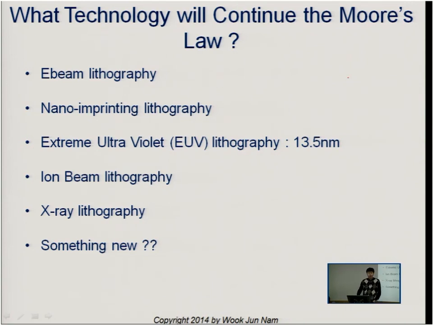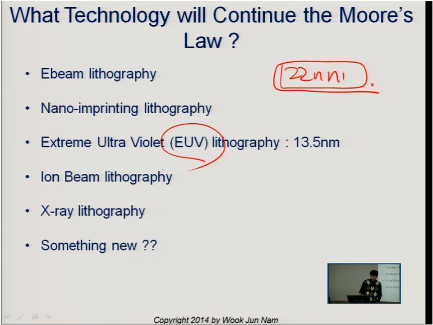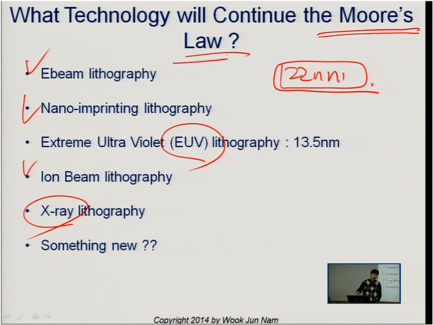So we are talking about technology which can achieve 22 nanometer or that range. We talked about EUV and X-ray lithography technology today, and in the next lectures we're going to talk about other advanced lithography. At this point, we don't know which technology will continue Moore's law, and we will keep talking about other technologies during the next lectures. Okay, thank you.